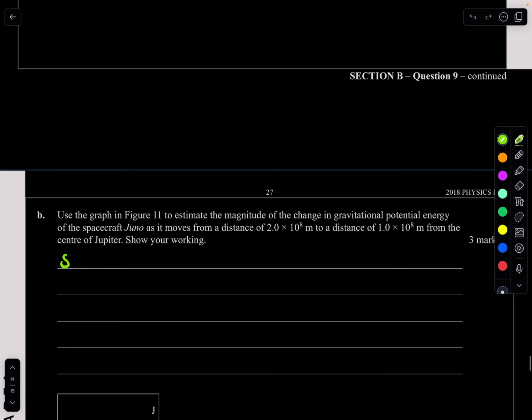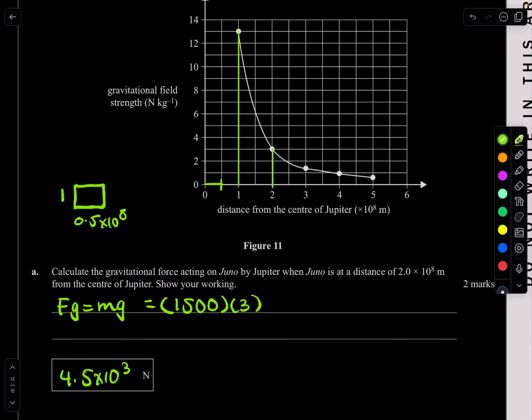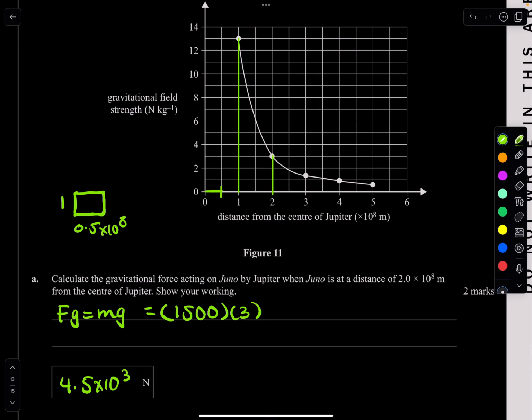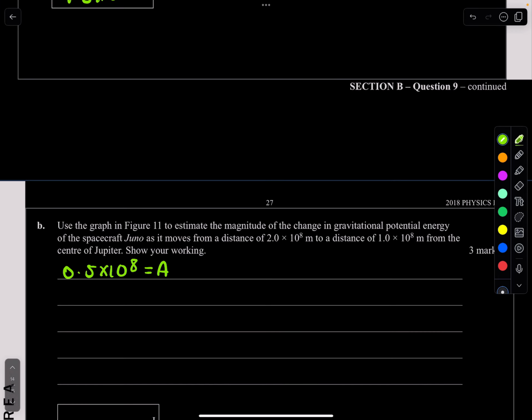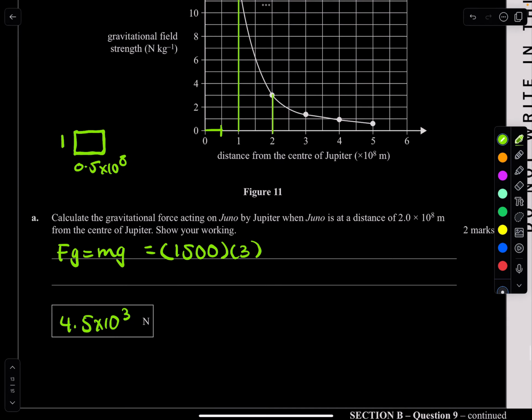In other words, let me write it down. So it's actually just 0.5 times 10 to the power of 8. So the area of 1 square. All right, so that's the area of 1 square.